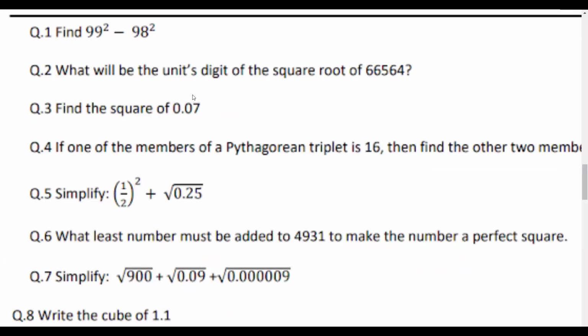Let me first write it down. This is 99 square minus 98 square. It can be done in two ways. One, by applying the identity a square minus b square, but there is an easier way. You should remember the difference of the squares of two consecutive numbers. So you must know consecutive numbers, right? 99 and 98 are consecutive, that is back to back.